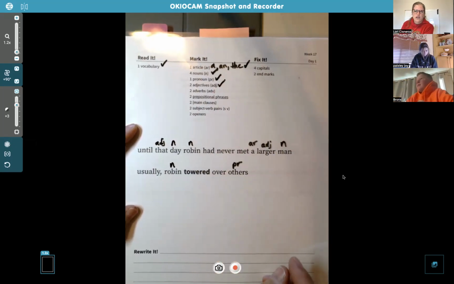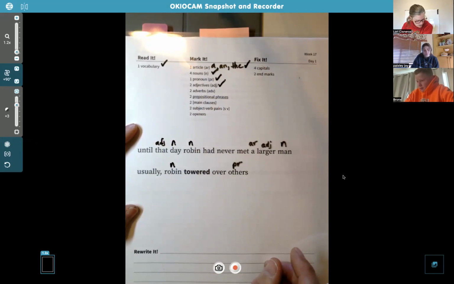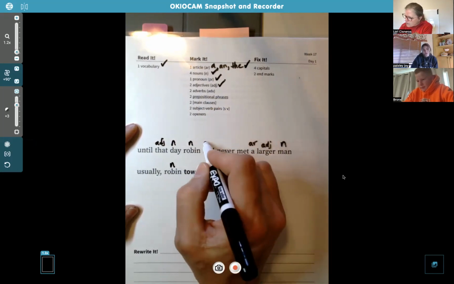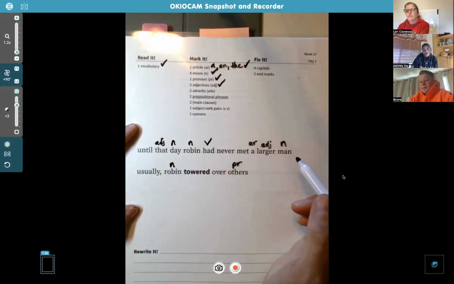Paisley, how about adverbs? Remember, those are kind of giving more information about the verb. They're modifying the verb. So let's start by finding the verbs first, Paisley. Where are the verbs here? Robin had, that's a helping verb. Good.